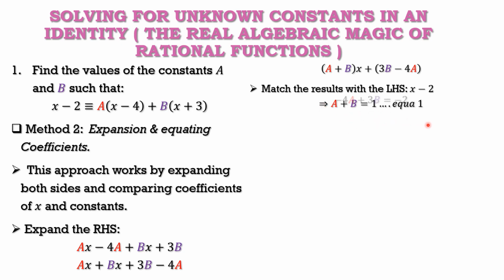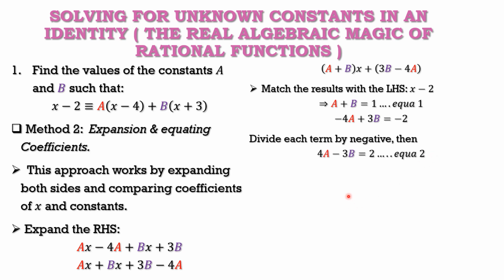Then I'll have my equation 1. Then I'll do the same thing to the constant. When you look at it carefully, we are going to have minus 4a plus 3b being the same as minus 2. So when you divide each term by negative, then the expression becomes 4a minus 3b equal to 2. Then we get equation 2. Our duty is to solve equation 1 and 2 simultaneously.